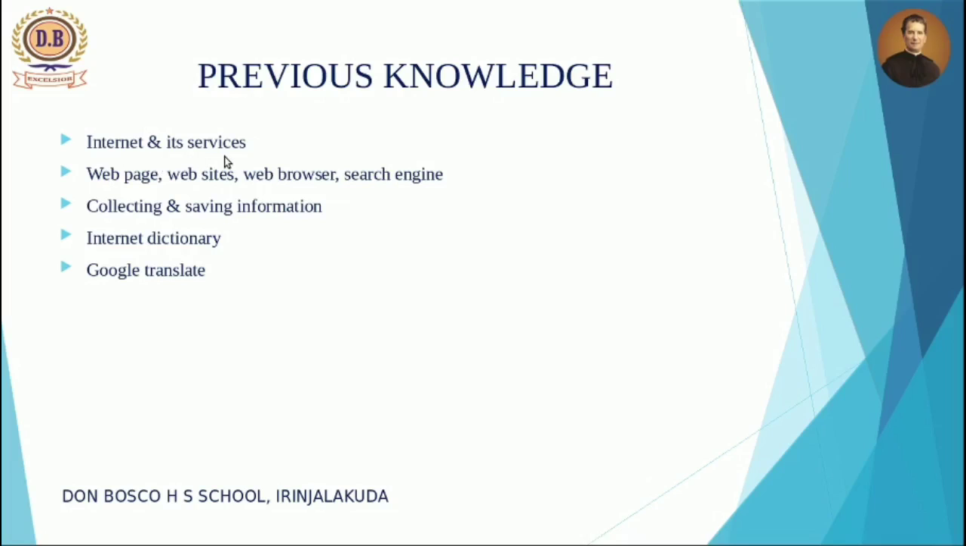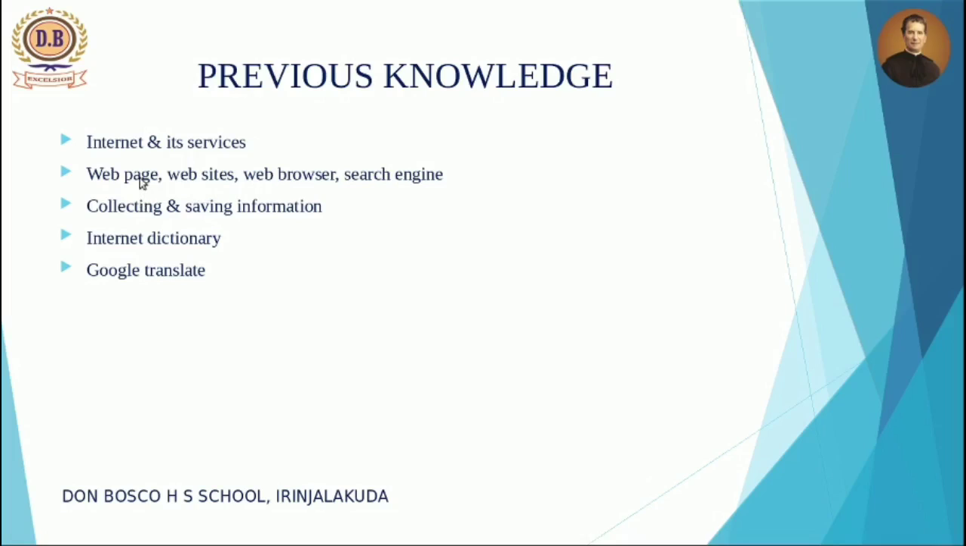Then we learned about various services provided by the internet. That is, it provides news for reading, books for reading. Then we can search for information, pictures, videos, movies, then music. Then we can do online shopping, banking, etc. Then we learned what a web page is. Information on the internet is displayed in the form of many pages known as web pages. Then we learned that a collection of web pages is known as a website.